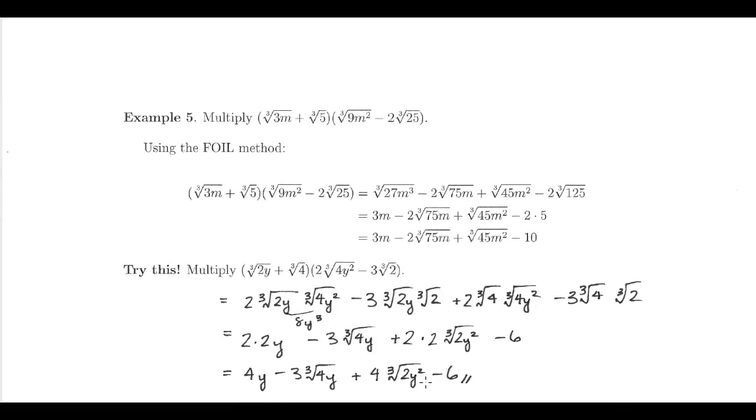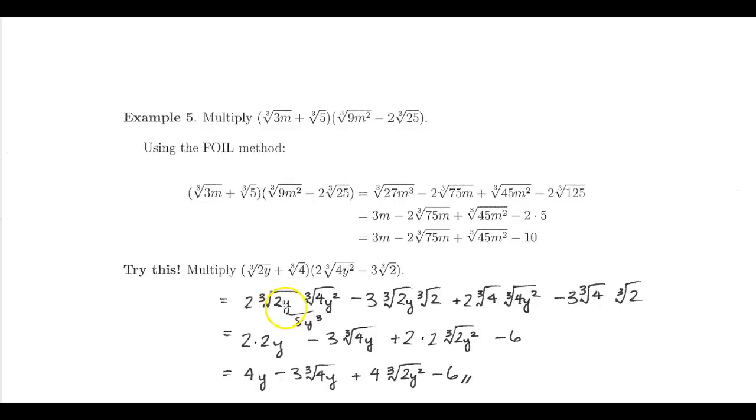So here I have 2 times the cube root of 2y times 4y squared, and the outers I have minus 3 times the cube root of 2y times the cube root of 2. The inners I have 2 times the cube root of 4 times the cube root of 4y squared minus 3 times the cube root of 4 times the cube root of 2.